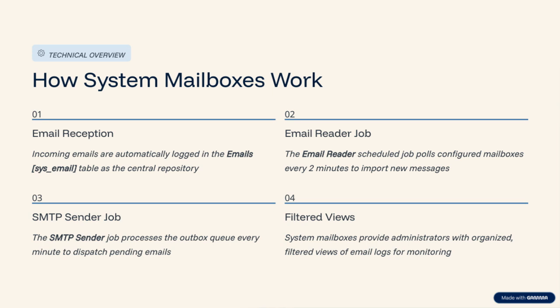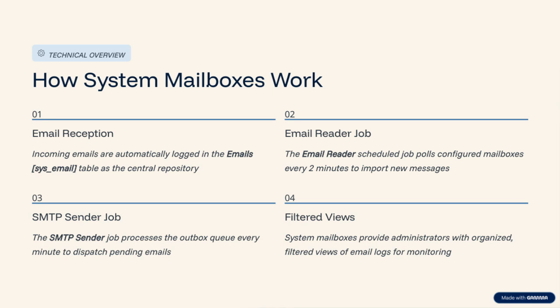Moving on, the SMTP sender job is responsible for processing the outbox queue every minute. This means it continuously checks for pending emails and dispatches them promptly. It's a critical component to ensure timely delivery of emails and keep our communication flowing smoothly. Next, we have the email reader's scheduled job. It polls the configured mailboxes every 2 minutes to import new messages automatically. This frequent polling helps us stay up to date with incoming emails, ensuring no message gets missed and that our system remains current.